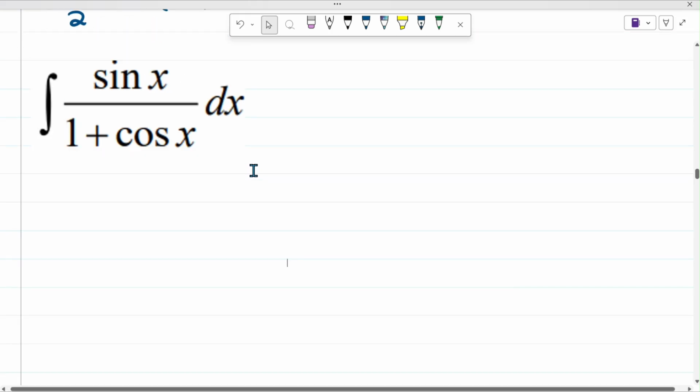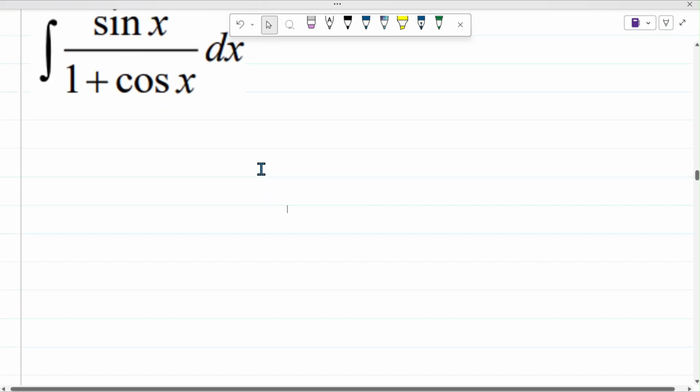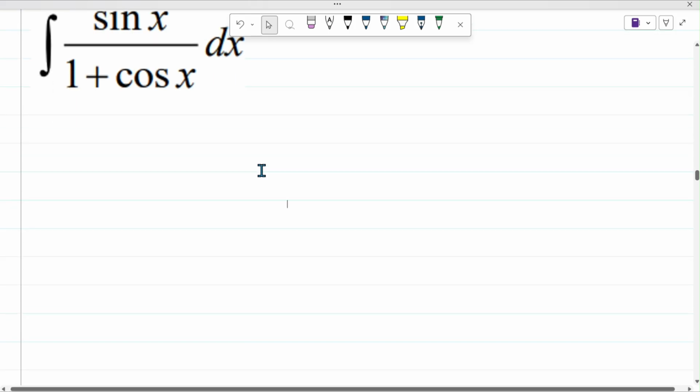Okay, now we've got sine divided by 1 plus cos of x. In cases where we have quotients, I should have maybe spoken about this earlier. I'm sorry for that, but it's simple, guys.